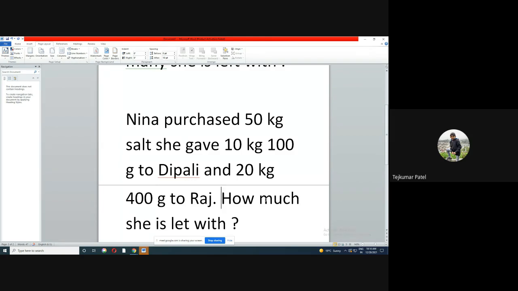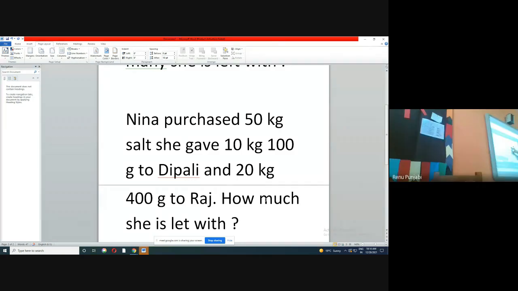Neena, you have written the spelling of left wrong. Wait a minute, I'll come back. This is the total she was having. Out of this total, she has given 10 kg 100 gram to one person, 20 kg 400 gram to another person. So first you should know the total of the distribution. First you add them, and from the base total you have to subtract. So this question will be done in two parts. First is the addition, then the subtraction.